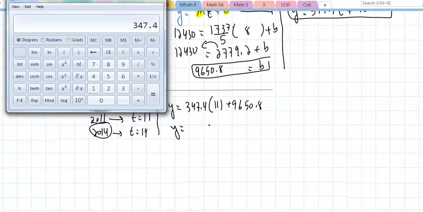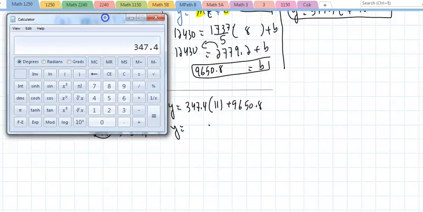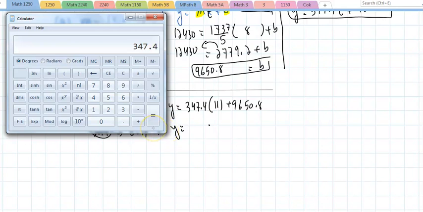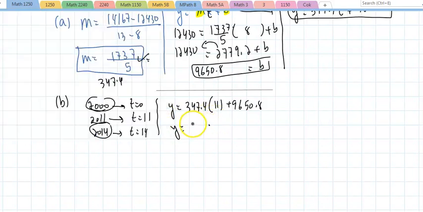And now it's a matter of me having my scientific calculator and using that properly. So if I take 347.4 times 11 plus 9650.8, I'm getting 13,472.2 billion.